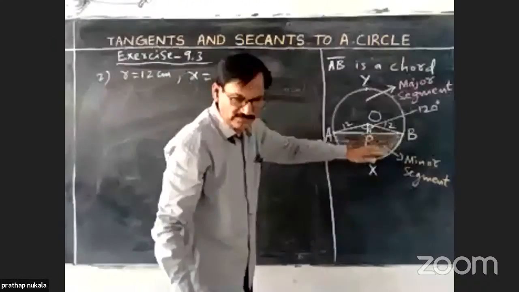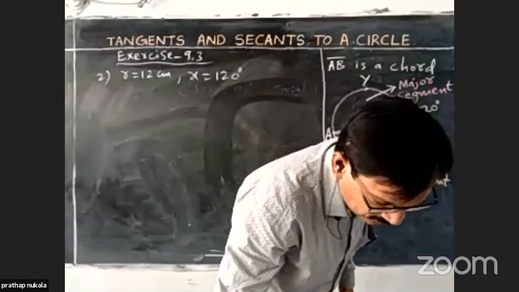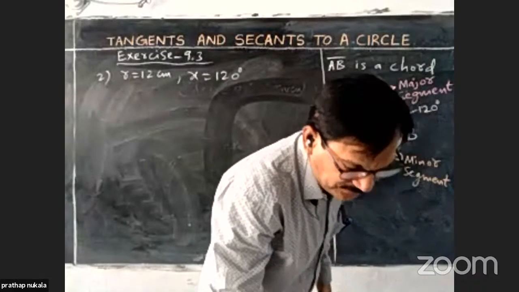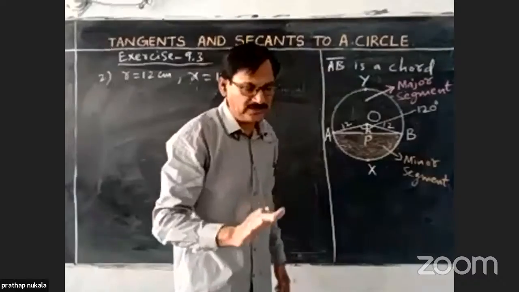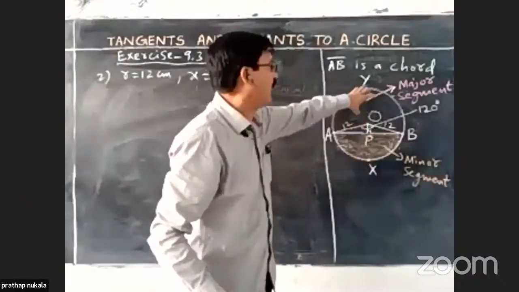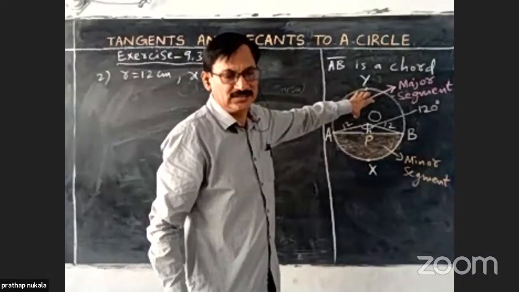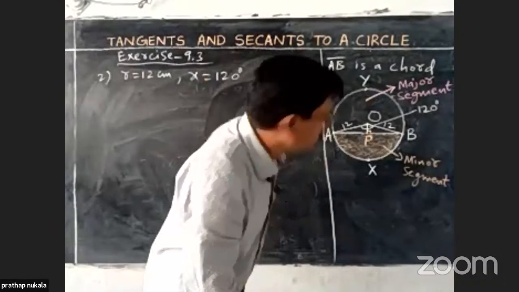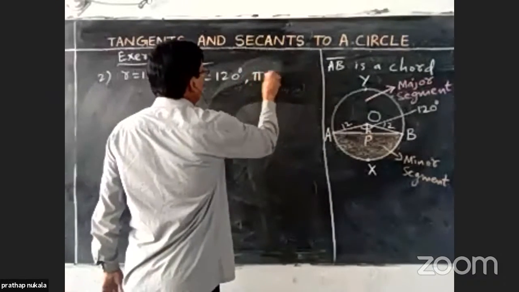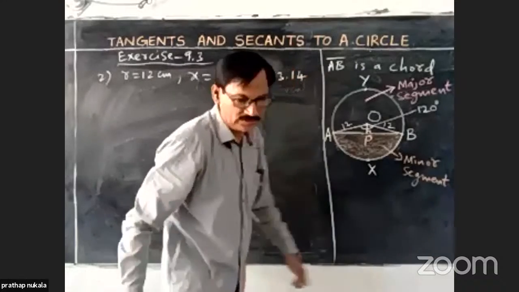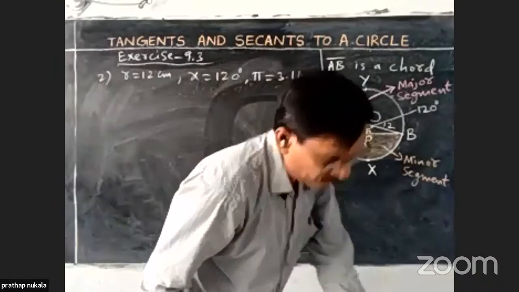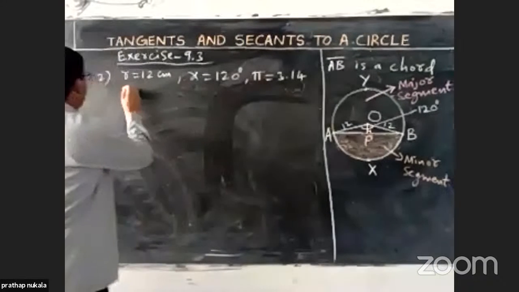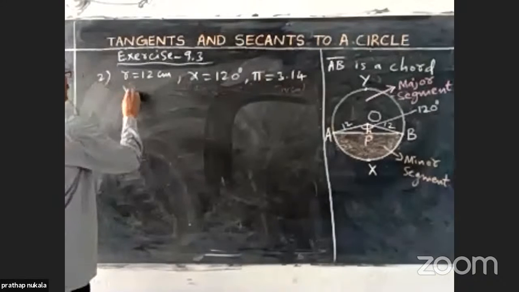What the problem asks is to find the area of the corresponding minor segment of the circle. Only the minor segment. No need to find the area of the major segment. What values are to be used? Pi equal to 3.14 and root 3 equal to 1.73. These values are to be used in the problem.